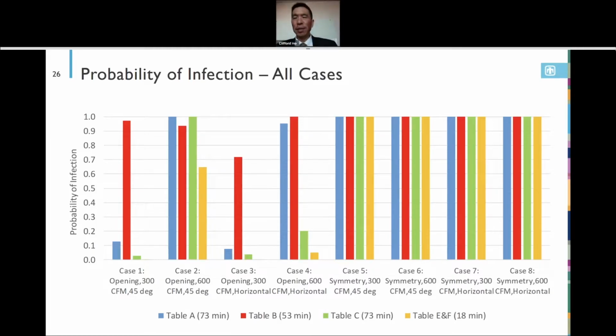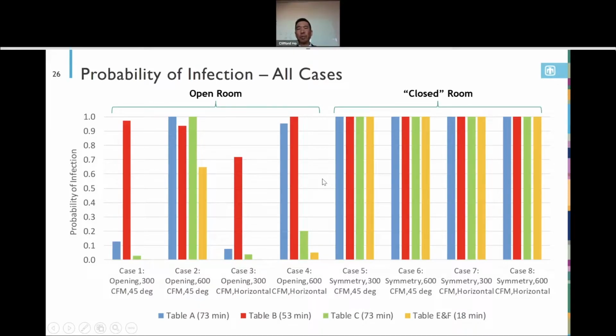Okay, this shows all the different cases I looked at. There are 8 cases here. The first 4 are the open room. The last 4 were the closed room. Case 4 is sort of the baseline best guess case, which replicated the trends quite well. Again, the takeaways here are that the closed room, assuming just a completely well-mixed model, yielded a very high, well, 100% probability of infection, which didn't occur. And the spatially varying concentrations in the open room yielded various results depending on different combinations of parameters.